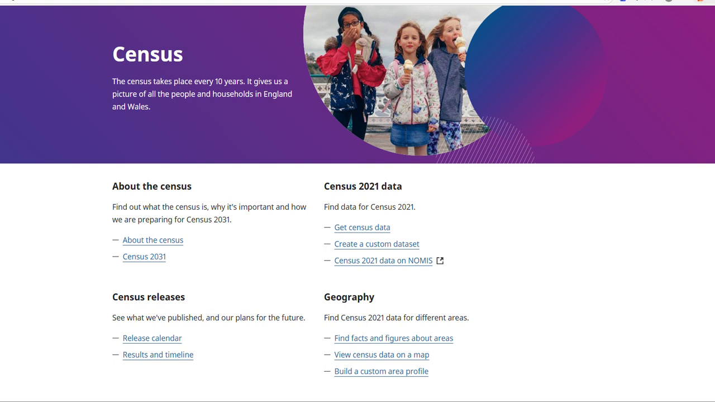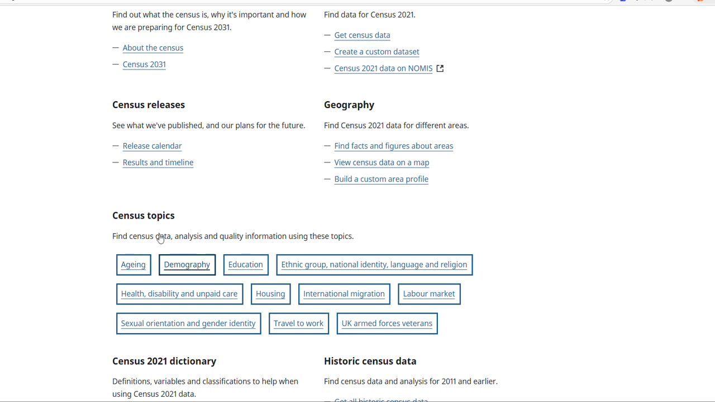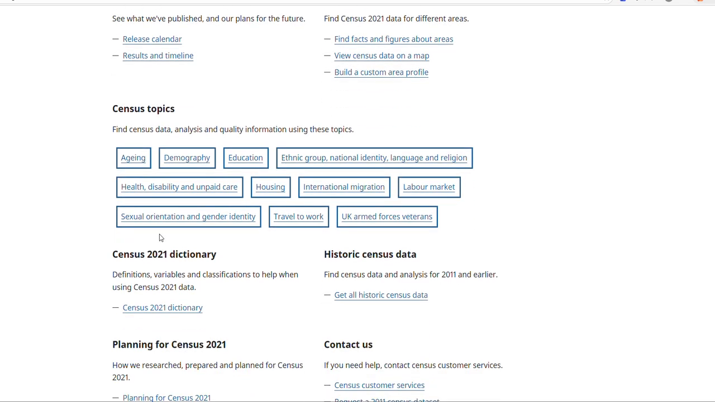And as it says, it gives a picture of all the people and households in England and Wales, and it helps set aside money for things like budget, so it gives a number of schools that are required and different things, and employment rates in different areas. So it gives the government lots of information about what's happening in England and Wales, so they can make their decisions based upon it. Okay, so the types of things that are covered: aging, demographics, education, housing, etc.